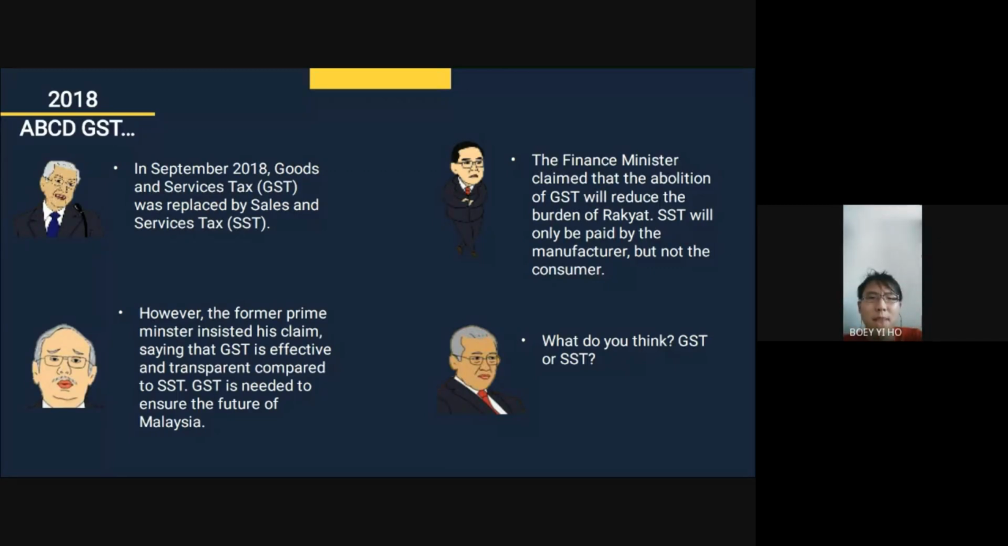But then the Finance Minister claimed that GST will actually increase the burden on citizens, but SST will not. So this is a very heated topic of discussion in Malaysia, a comparison between GST and SST. So what do you think? In my opinion, GST in Malaysia is more transparent and can prevent taxpayers from avoiding tax. It depends on the condition of the country, whether it is suitable for adopting GST or SST. Next.